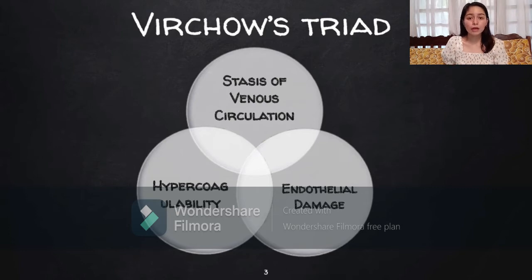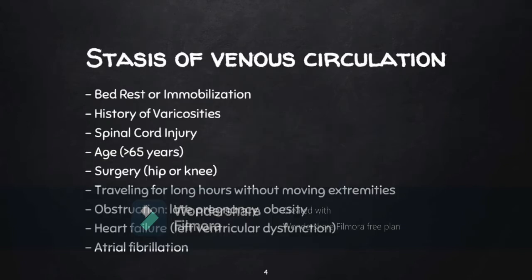Anyone can develop a venous thromboembolism, especially if the risk factors are present. Remember the acronym SHE, SHE. The first part of the Virchow's triad is stasis of venous circulation. Blood cannot just hang out and become static within a vessel. If it does, the blood will start to clump up and form a clot.